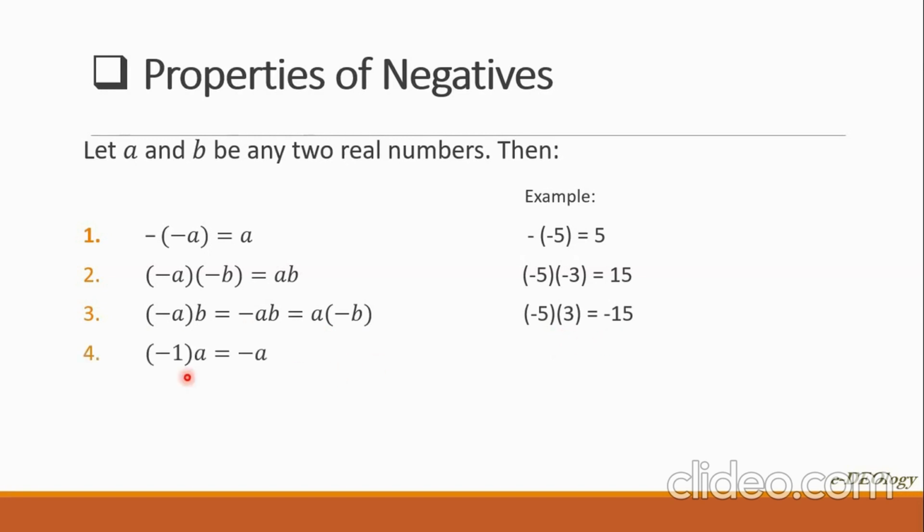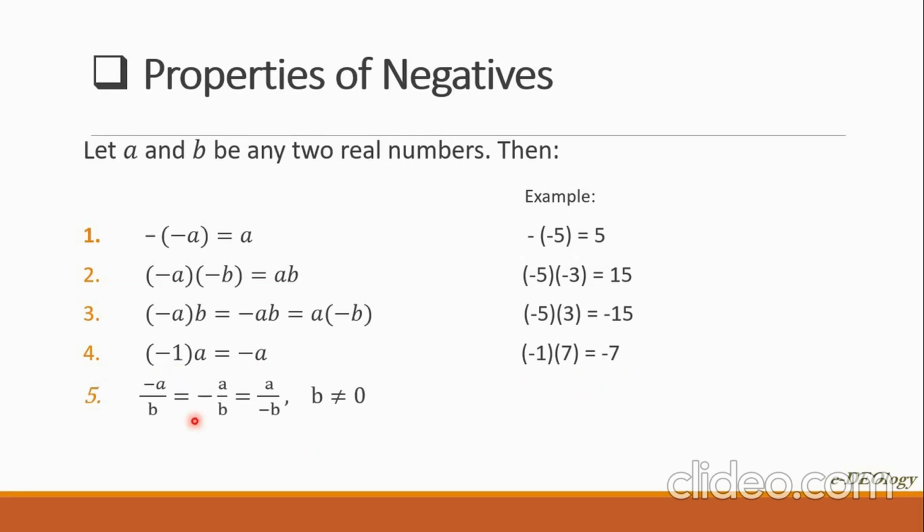The fourth one is negative 1 multiplied by A equals negative A. In this case, we can remove the number 1 here, and it is understood that the coefficient of this A is 1 or negative 1. One example here, negative 1 multiplied by 7 equals negative 7.